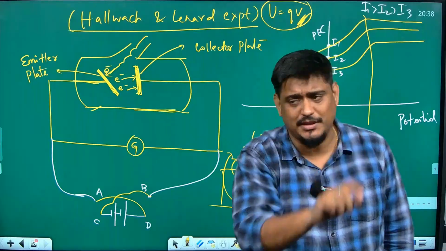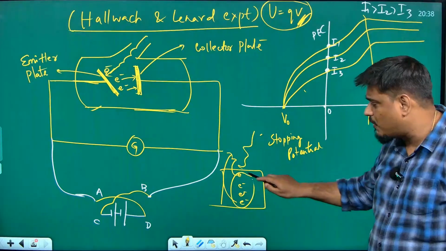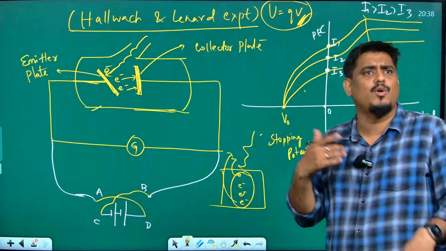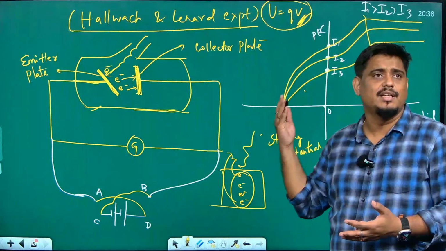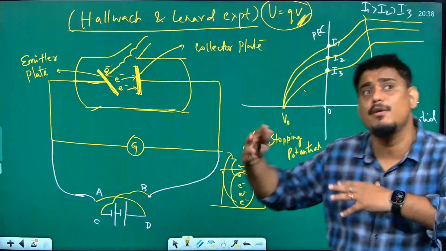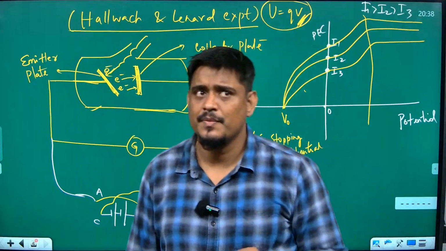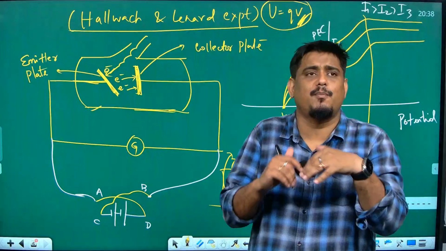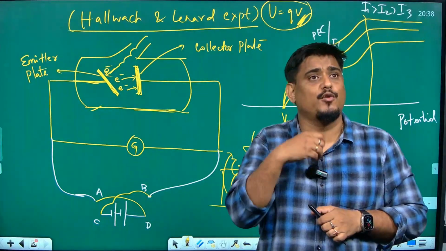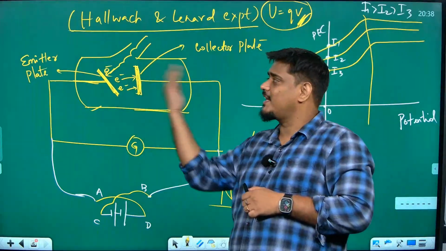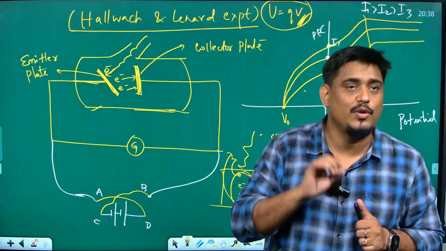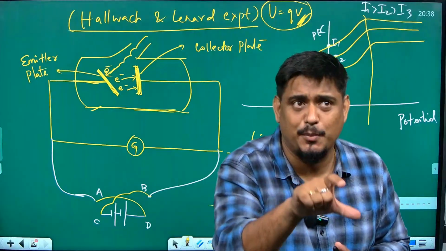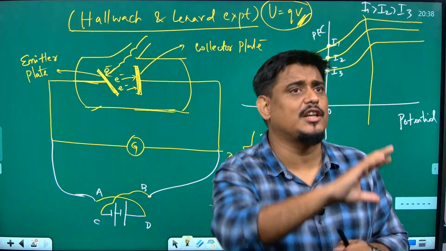I said before that all the electrons coming out will not have the same kinetic energy. Some may have more kinetic energy, they may go there. Some may have less kinetic energy, they may not be able to go there. Right, Yuvan? So if I give external potential, I am supporting the photoelectric effect by sending the electrons to the collector plate. So if I increase the potential, more electrons are able to go.